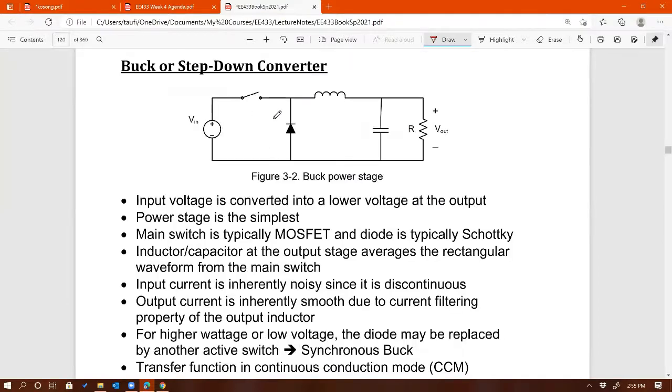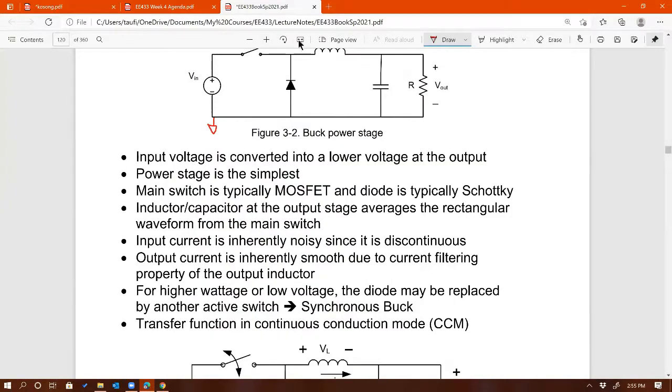Okay, here's a buck converter, right? Now, I didn't draw the ground, but that's the ground right there. So a buck converter has a switch at the front end, and then the diode in the middle, and then the inductor, and then the capacitor, just like that. But again, I'm not going to go into the details of the operation of the converter. That's EE433. But a buck converter means that the output voltage is going to be less than the input voltage, right? The input voltage is going to be lowered at the output.